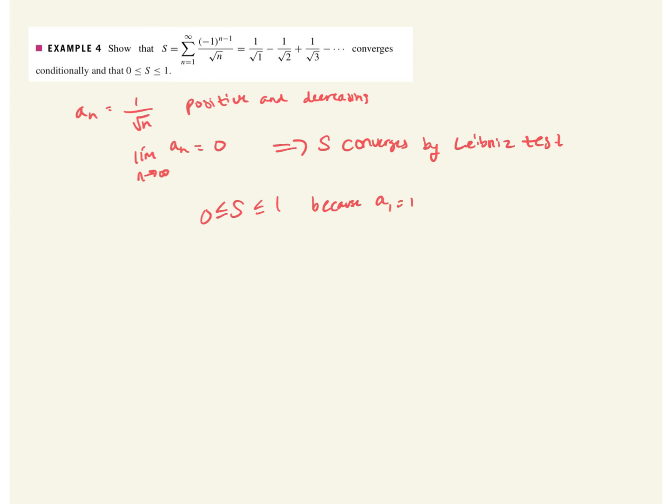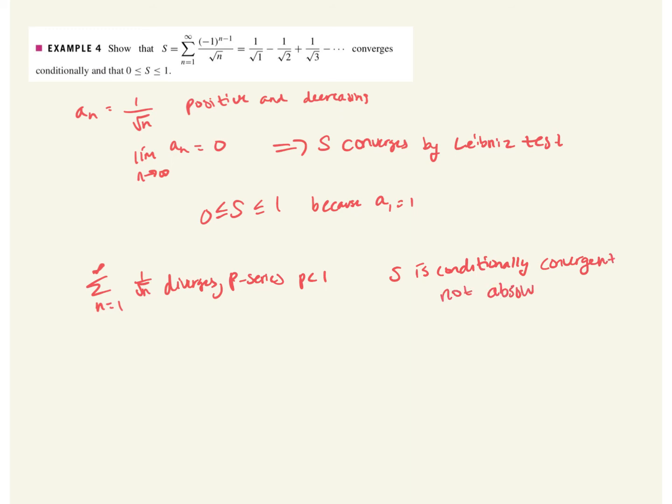And then furthermore, because we've shown in a previous example, we talked about this, that the series 1 over root n diverges because it's a p-series with p less than 1. Therefore, this series S is conditionally convergent. Not absolutely. Right.